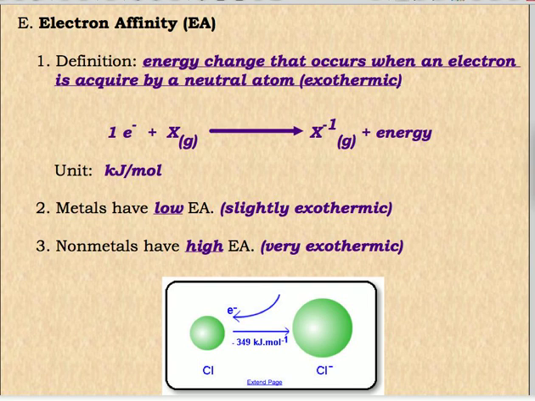So there's three more trends. They're pretty fast. They're not as in-depth as our other ones have been. But our first one here is electron affinity. Electron affinity deals with kind of the opposite of ionization. It deals with how much you want an electron.